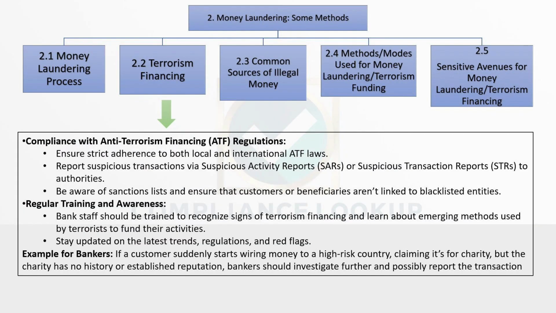Compliance with anti terrorism financing, or we can say ATF, regulations. Banks and financial institutions must ensure strict adherence to both local and international anti terrorism financing (TF) regulations to prevent the flow of funds to terrorist activities. This involves implementing robust systems to detect and report suspicious transactions through Suspicious Activity Reports (SARs) or Suspicious Transaction Reports (STRs) to the relevant authorities.